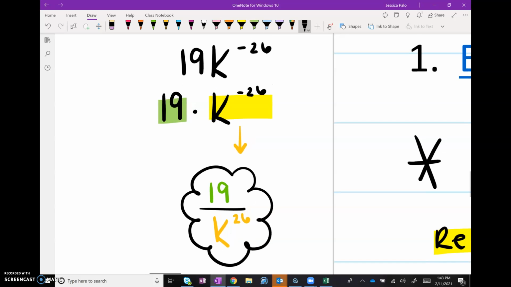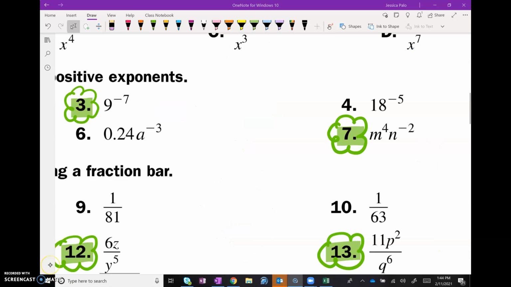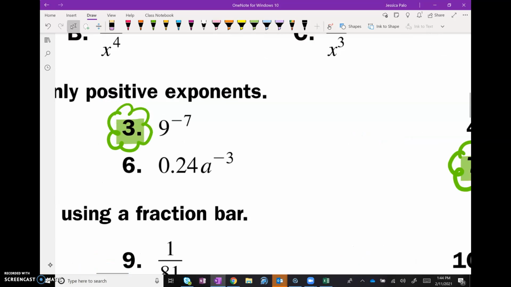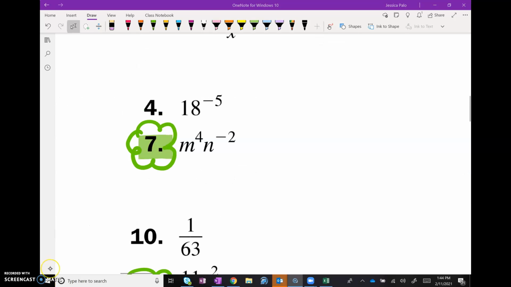If you do not have this work written in your notebook or your OneNote, please write this work in your notebook or your OneNote. Now I need you to show me what you have learned. Please do number 3. Rewrite 9 to the negative 7th power using only positive exponents. Next one, please rewrite m to the 4th, n to the negative 2nd power using only positive exponents.